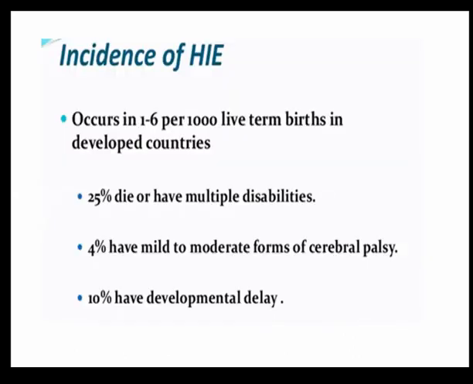As already told, it is around 1 to 6 per thousand live births. In developed countries, 25% die or have multiple disabilities, and they die because of very minor problems, which can be reversible. We will talk about that later on. 4% have a mild to moderate form of cerebral palsy, and 10% have developmental delay.